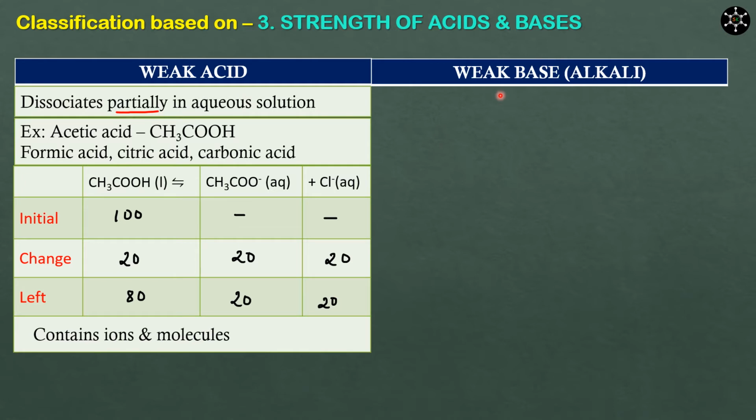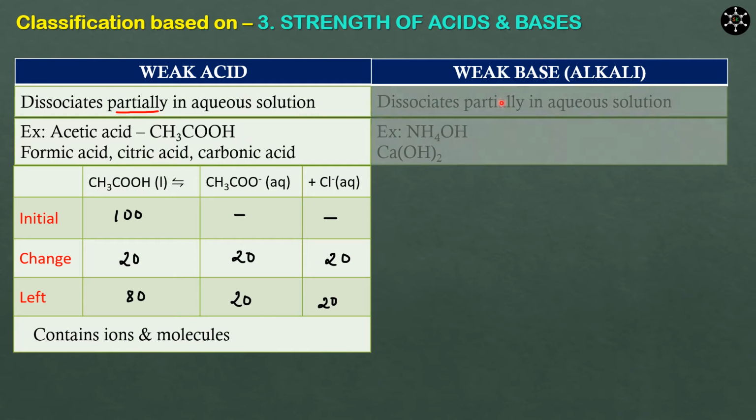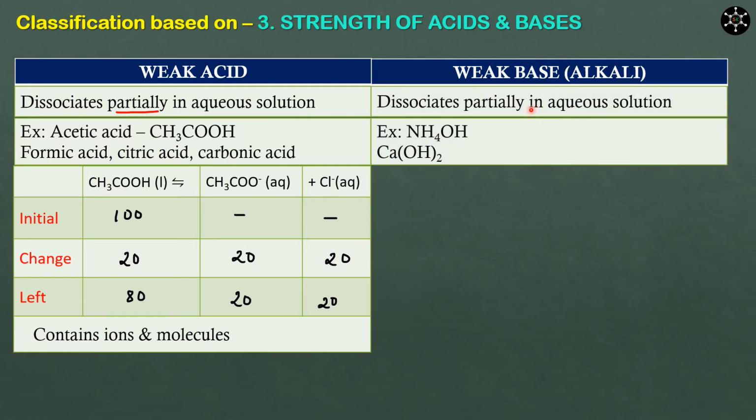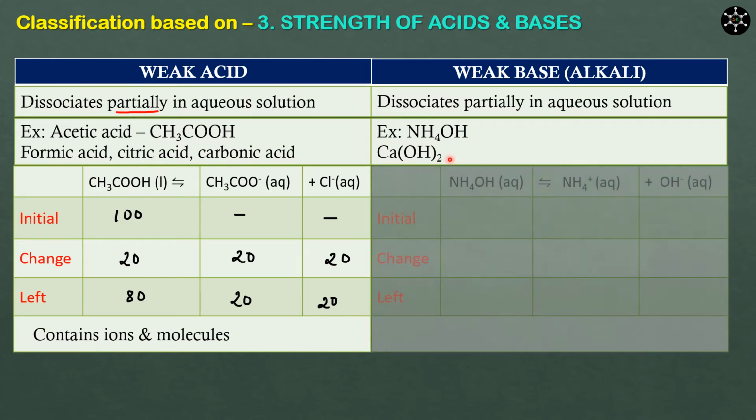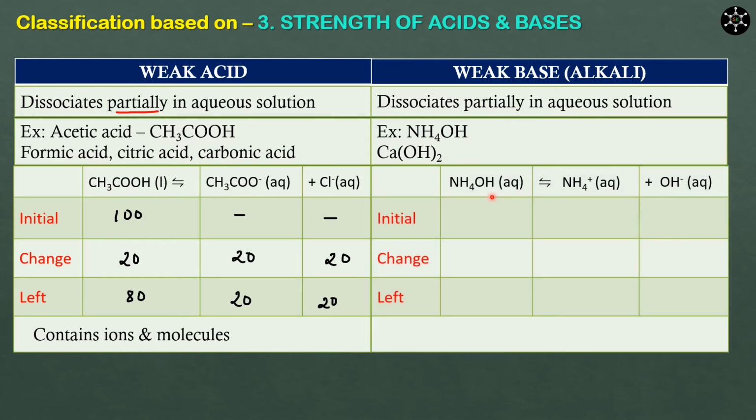Same is the logic even for weak alkali. They dissociate partially in aqueous solution. Ammonium hydroxide and calcium hydroxide are few examples. Let us understand the dissociation with ammonium hydroxide. One ammonium hydroxide dissociates to give one ammonium ion and one hydroxyl ion. Let us consider 100 ammonium hydroxide initially. At the beginning, we will not have any ammonium or hydroxyl ion.